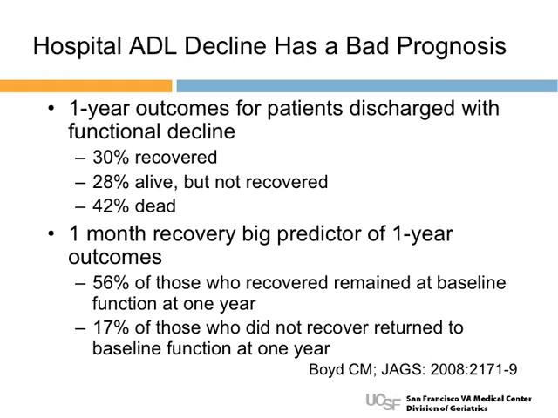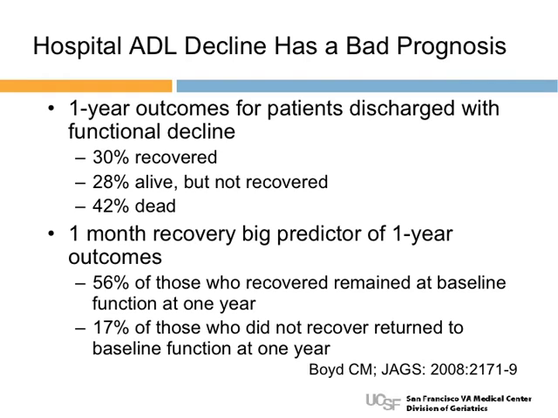It turned out in this study that 1 month recovery was a big predictor of 1-year outcomes. If you recovered by 1 month, there was a 56% chance that you would remain at baseline function at 1 year. Hardly a great statistic, but maybe not horrible. But if you didn't recover by 1 month, future recovery became very unlikely. Only 17% of that group returned to baseline function at 1 year.